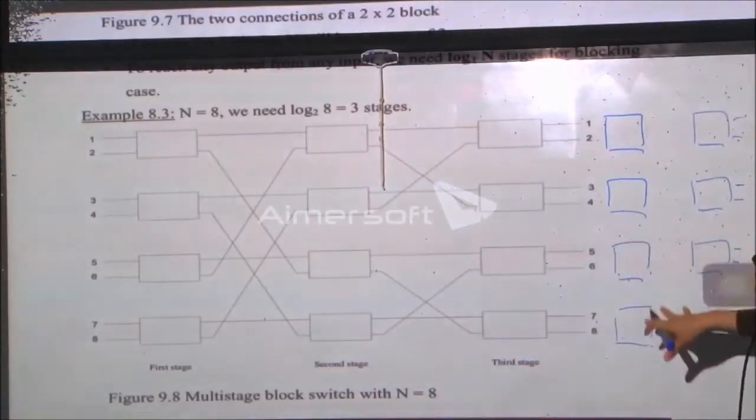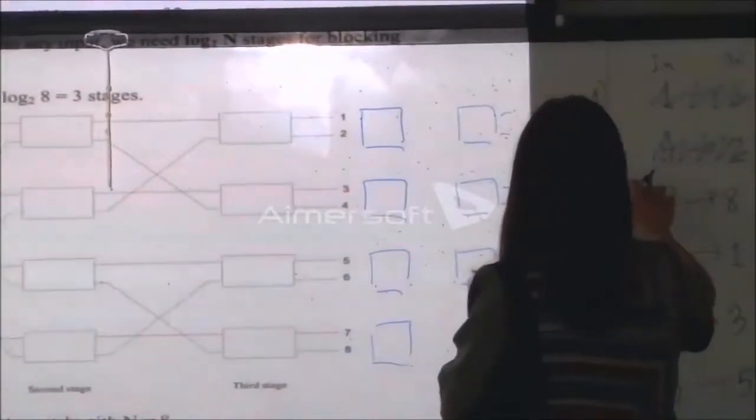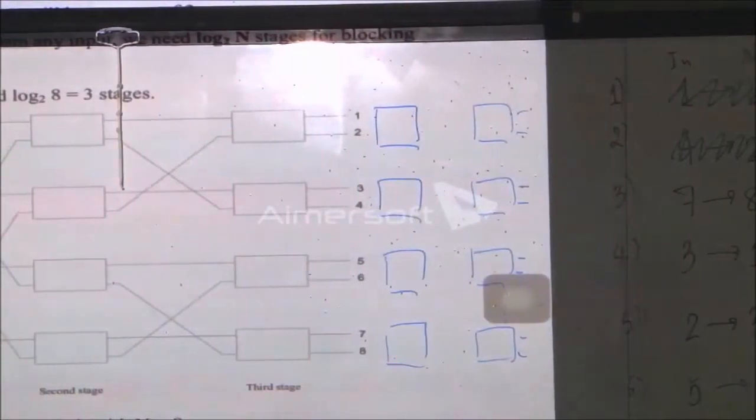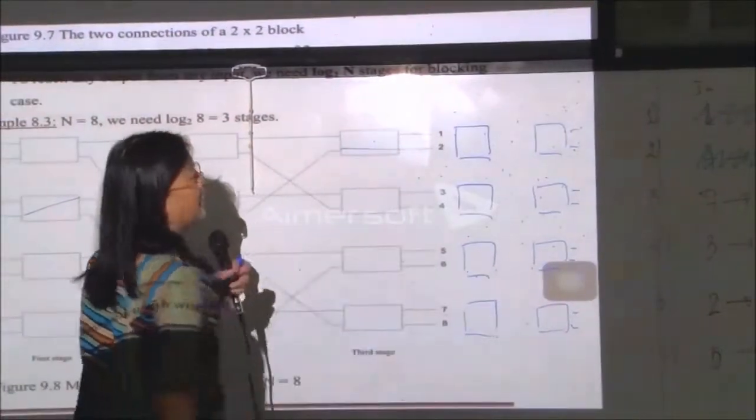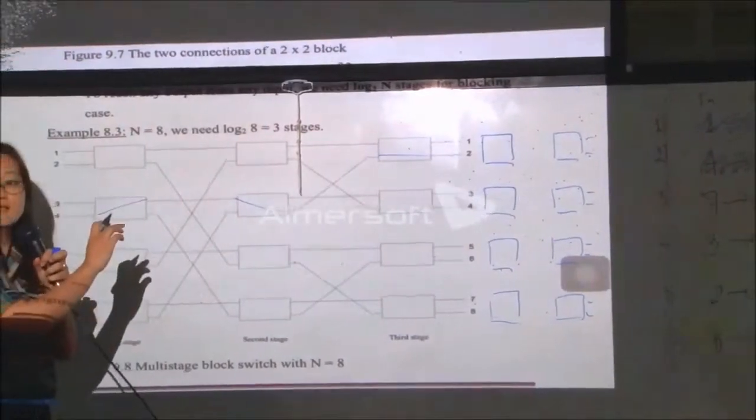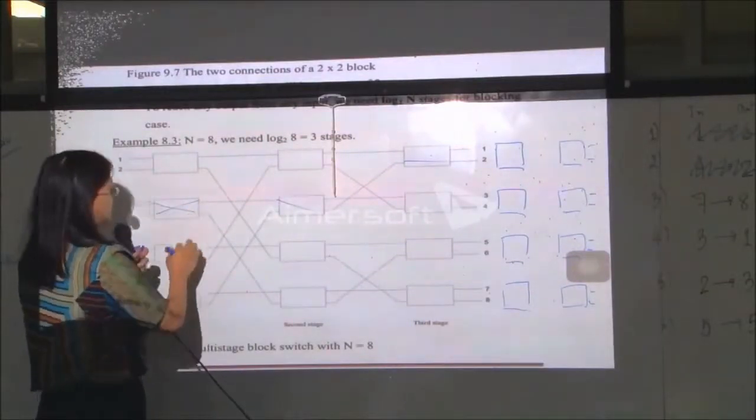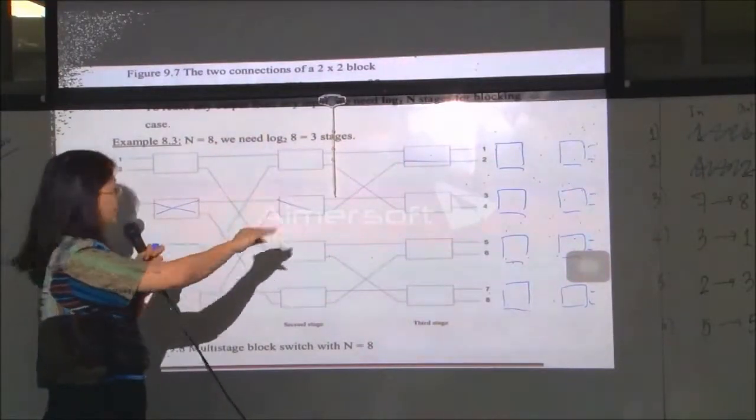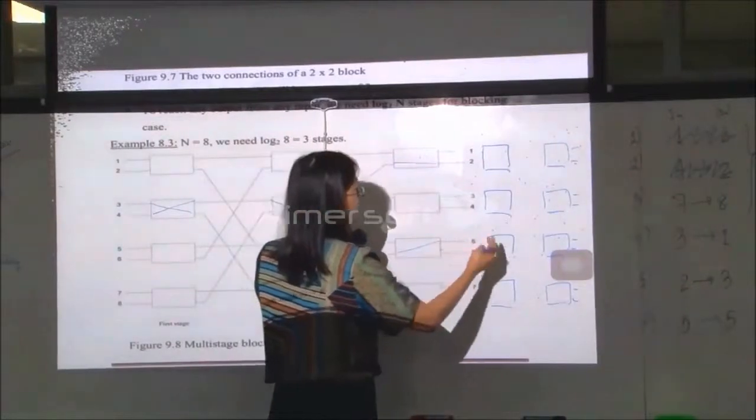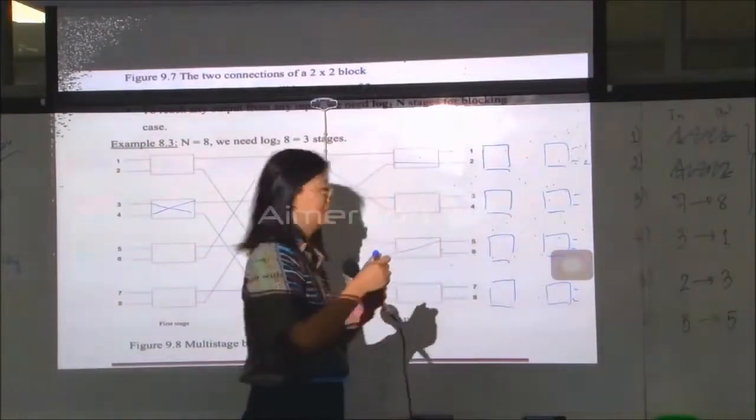By having more stages, you can avoid the blocking. For example, before, you have 4 to 2, and then you cannot have 3 to 1. Remember, we cannot have 3 to 1. So if you have more stages, you can do this: go down and then go up again, so you go down here, and then you can go up again to get to the 1.